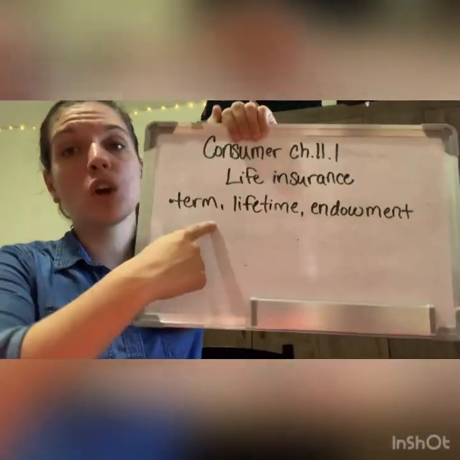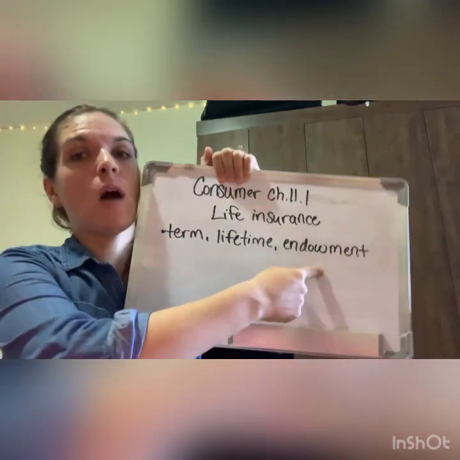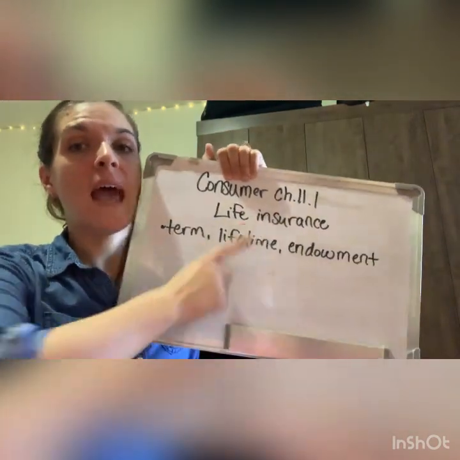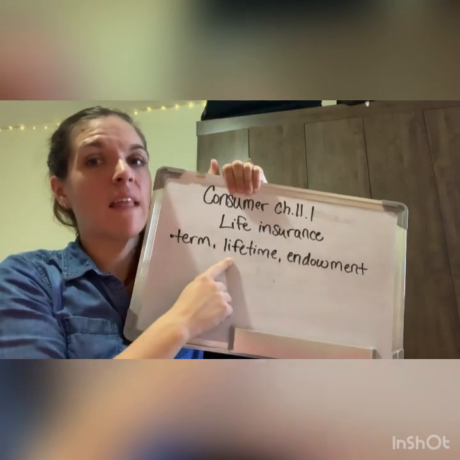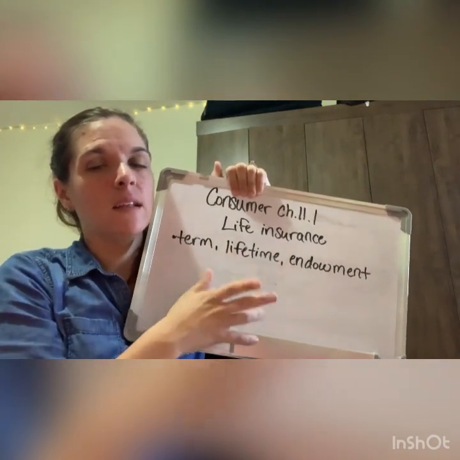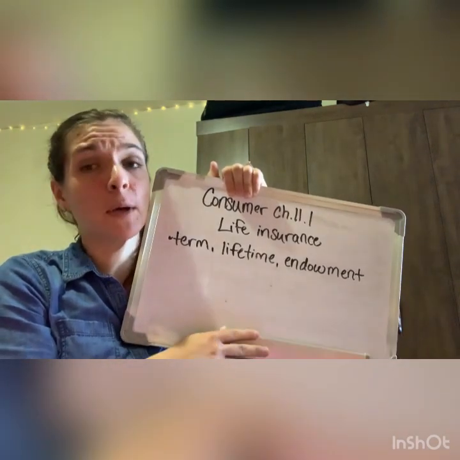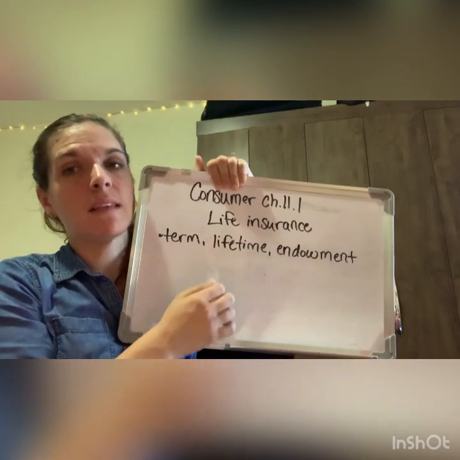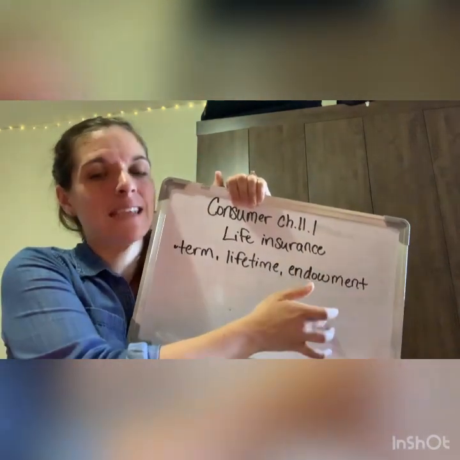Okay, so it basically goes like this with the expenses, right? You have term is the less expensive, lifetime, and then endowment is the most expensive, okay? And in lifetime, you have the straight life, which is on the cheaper side, even cheaper. And then you have limited, okay, which is more expensive, but not as expensive as endowment.